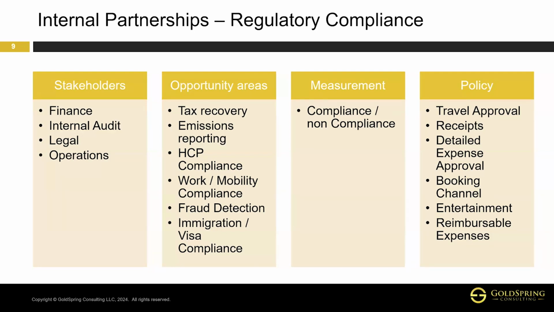So what would we expect to see? We'd expect to see travel approval process, of course, perhaps more focus on documentation at the receipt level, detailed expense reporting approval, booking channel control, and maybe special groups of booking channels for certain types of travel. Entertainment, a lot of focus on the entertainment part and the justification for that, who's there, that kind of thing that's going to go into your expense reports. And of course, to protect against fraud, careful attention on that list of reimbursable expenses. So that would cover regulatory compliance.